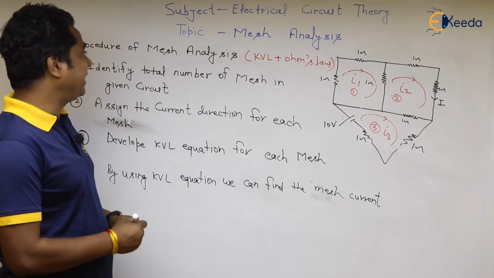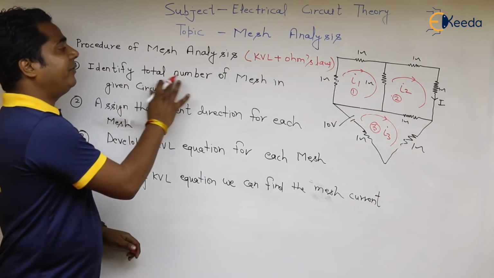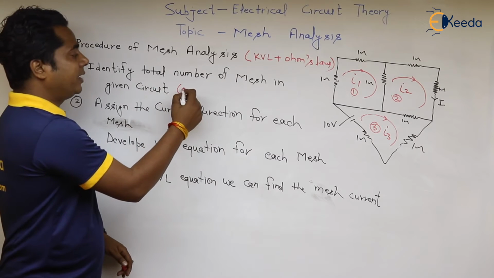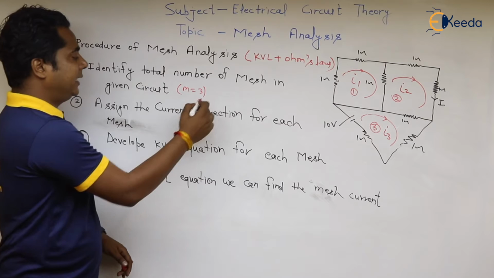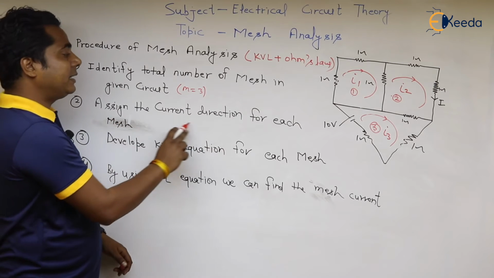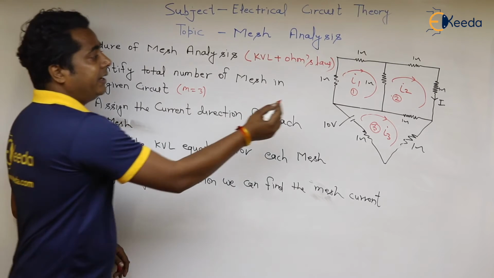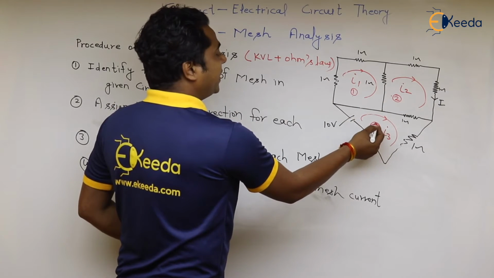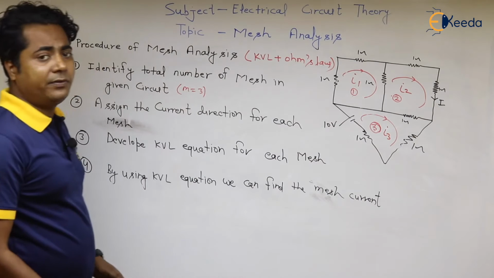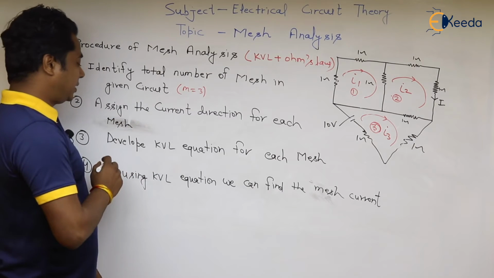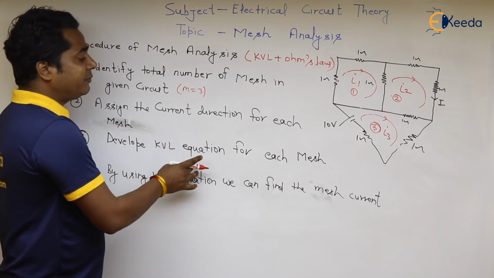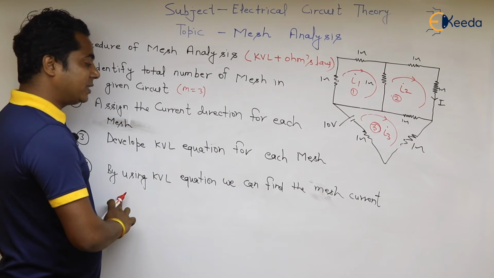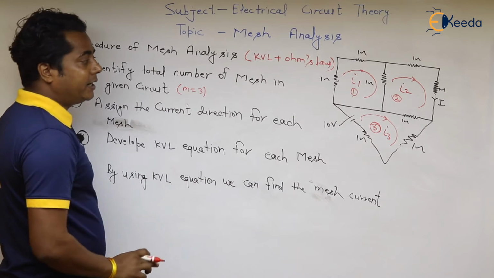I have written here, first, identify the total number of meshes in the given circuit. So the total number of meshes is equal to how much? 3. Next point is to assign the current direction for each mesh. I have assigned I1, I2 and I3. Irrespective of the direction of current, the final result will not be affected. Third is to develop the KVL equation for each mesh. Fourth is that by using the KVL equations we can find out the mesh currents.